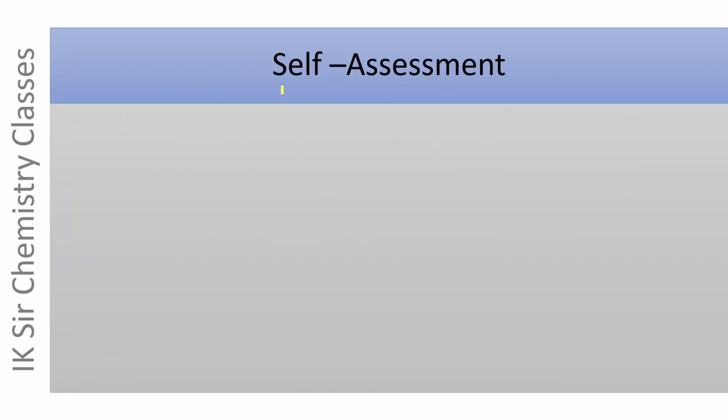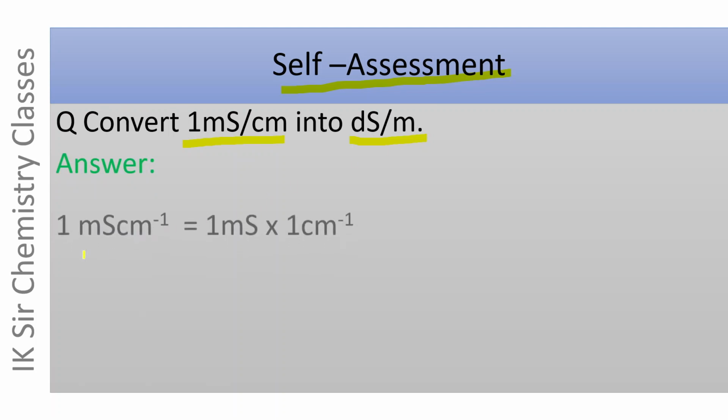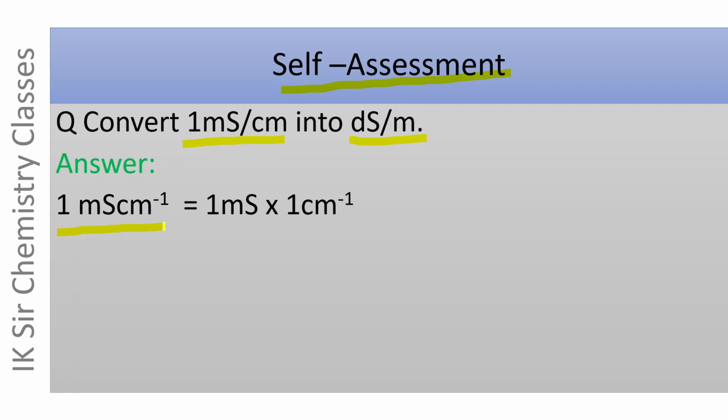Now the time for self-assessment. Convert 1 millisiemens per centimeter into decisiemens per meter. Here is the solution of this problem. 1 millisiemens per centimeter can be written as 1 millisiemens into 1 per centimeter. 1 millisiemens is equal to 10 to the power minus 3 siemens. Milli means 10 to the power minus 3, and 1 centimeter inverse is equal to 10 to the power 2 meter inverse. Let us see how it comes.